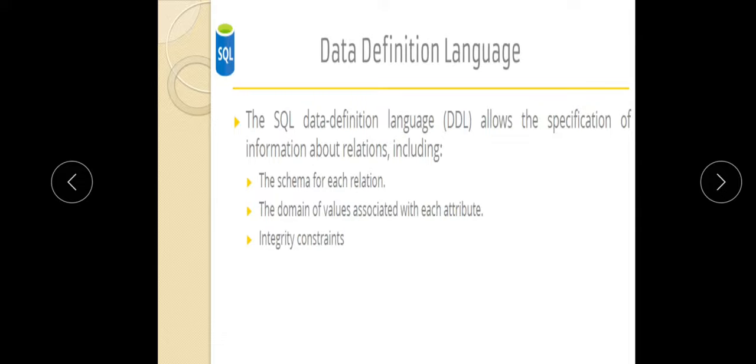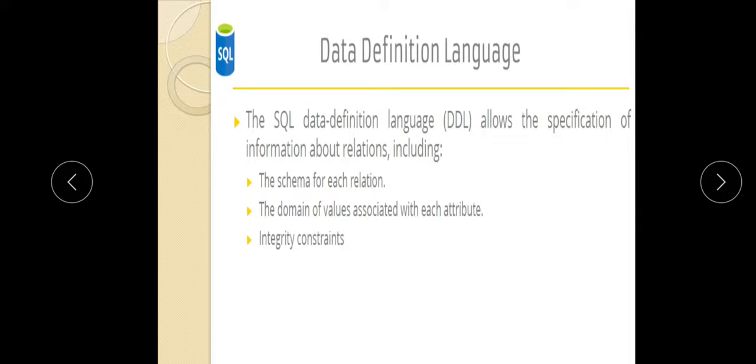Schema of the relation. The domain values. What are domain values? Domain values are the permitted values that can be stored in the database. For example, in the student database we have attributes roll number, name, marks. The permitted value for the roll number is integer values. Only integer values are permitted. For name, the permitted values are character values. The permitted value in the marks is floating values.